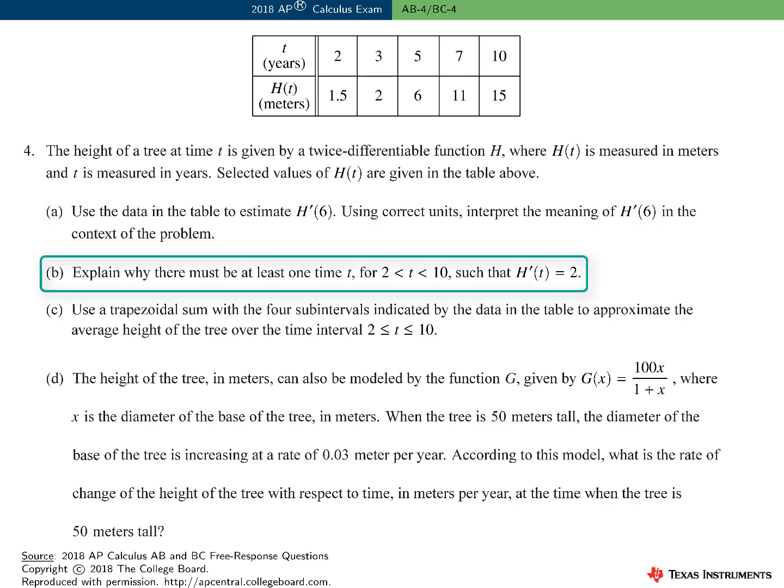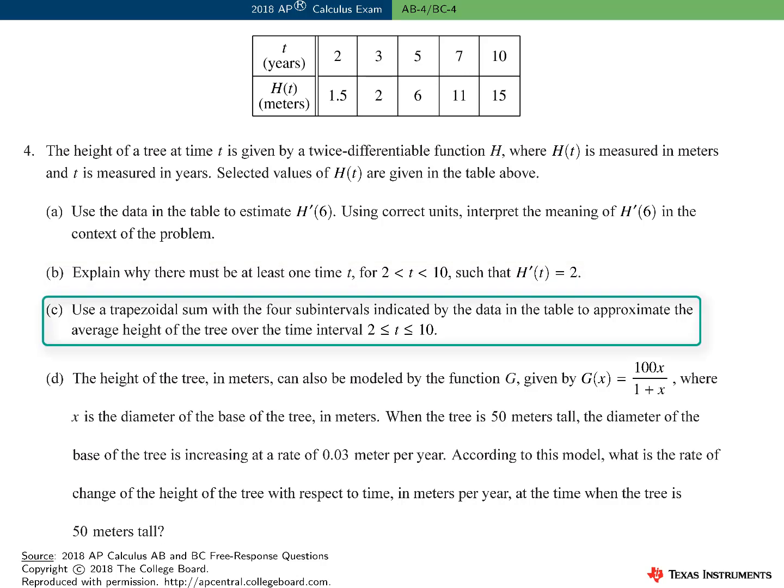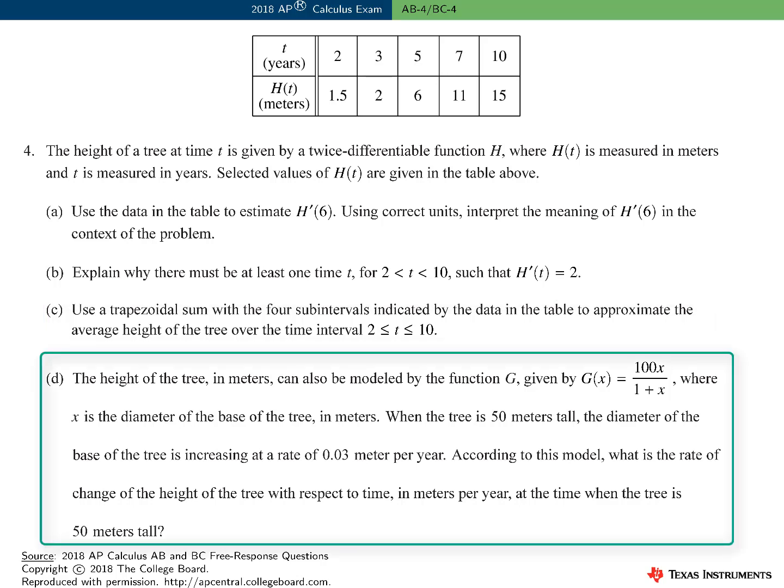In Part B, explain why there must be at least one time t between 2 and 10, such that h' of t is equal to 2. In Part C, use a trapezoidal sum to estimate the average height of the tree over the interval 2 to 10. And finally, in Part D, a new function capital G is given, which models the height of the tree as a function of its diameter.